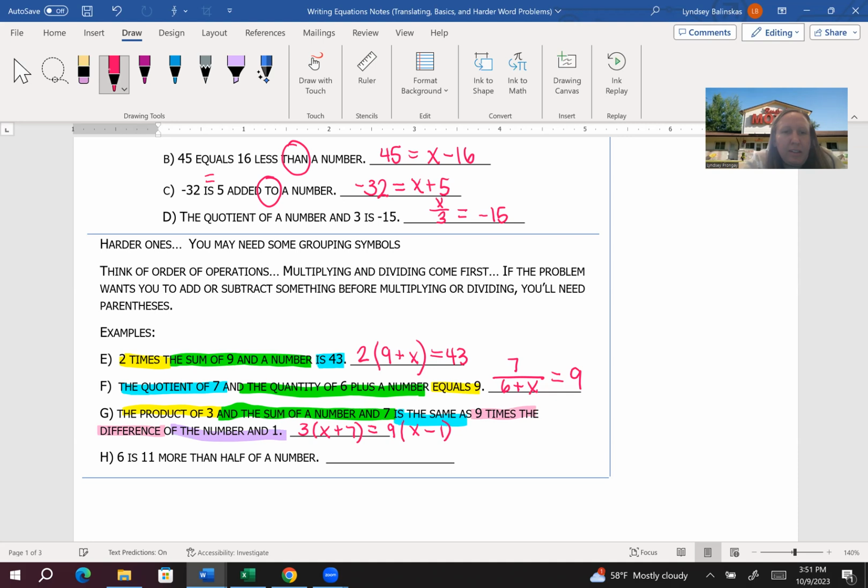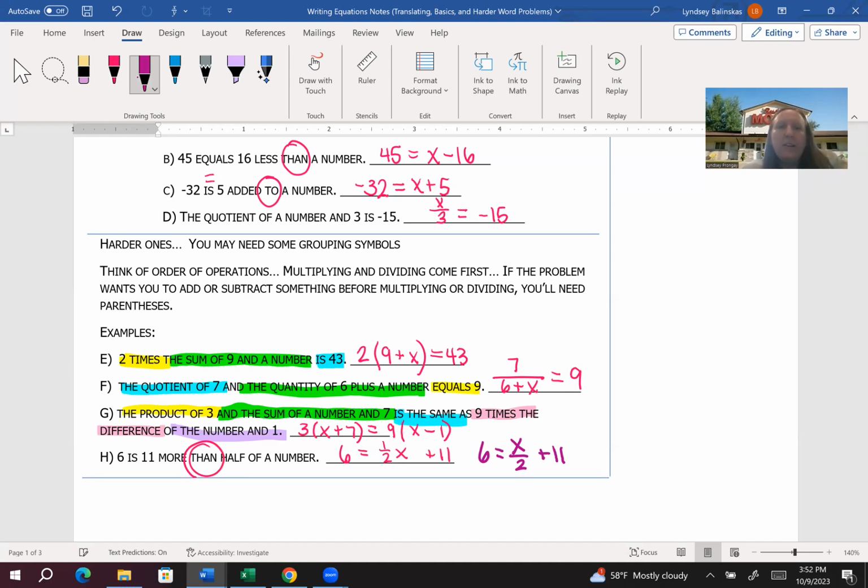And the last one, 6 is 11 more than half of a number. So 6 equals, I see key turnaround word, 11 more than. That plus 11 is going to go at the end of things. And half of a number means multiply. So we'll say 1/2 x. And I do want to point out this one could be written slightly different, where we say 6 is equal to, multiplying something by a half is the same thing as dividing it by 2. So you could also write it like this, and that would be definitely an acceptable answer as well.